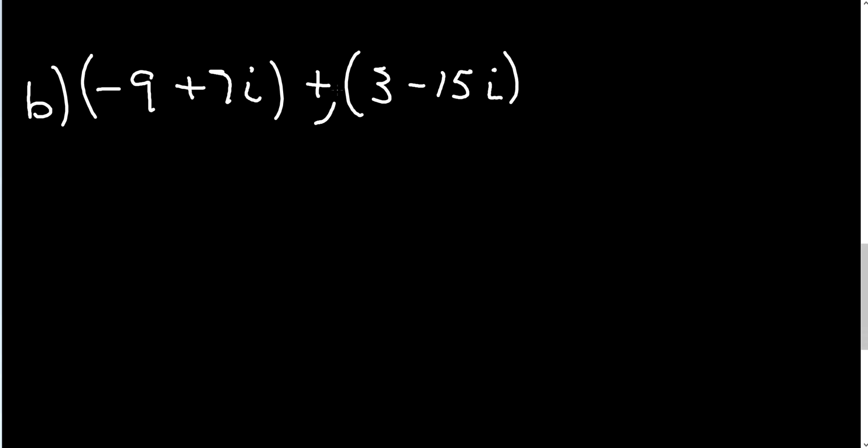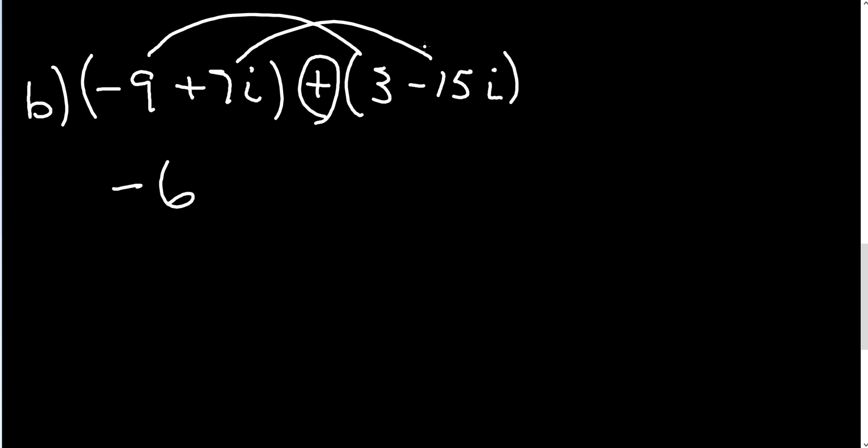Next one, same thing. It's a plus sign, I'm adding them, so I just combine my like terms. Negative 9 and 3 is negative 6, and 7i minus 15i is negative 18i.